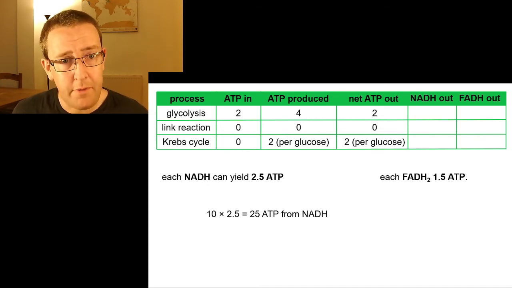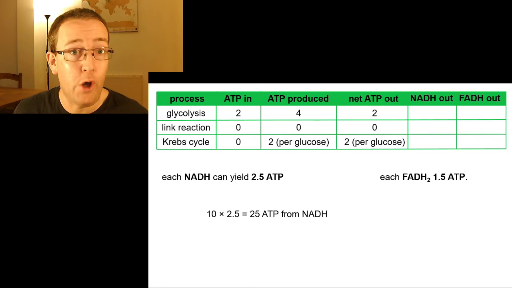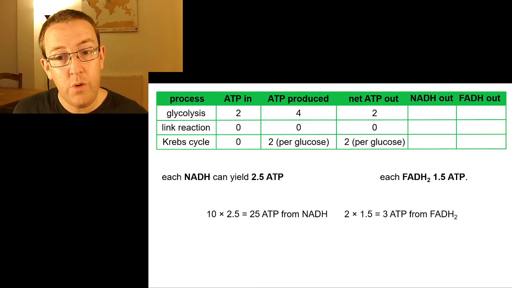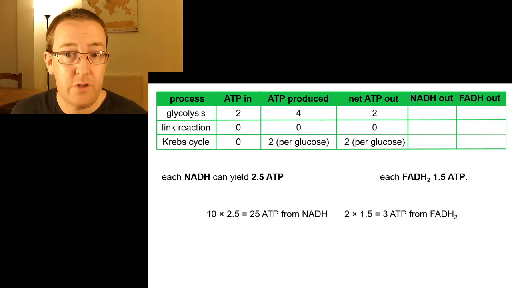If you top them up, and I'll fill the table in a minute, there are a total of 10 NADHs manufactured per glucose. Okay, so that's 10 times 2.5, 25 ATP from the NADH. The FADH, per glucose you get 2, so that's 1.5 times 2. Okay, so 3 ATP from FADH in total from 1 glucose.